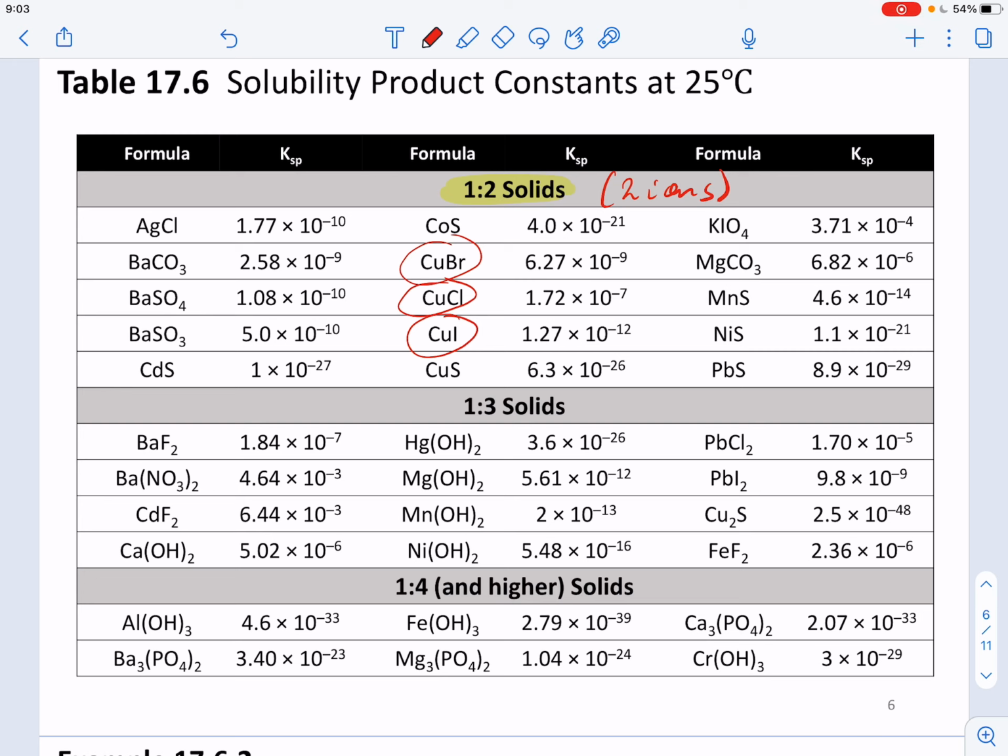All of those, the first 5 rows in this table, are solids that will produce 2 ions in solution. The next ones I call 1:3 solids, which means 1 particle of the solid will give you 3 ions in solution. For example, copper sulfide here, this is copper(I) sulfide. Now you would obtain 2 coppers and 1 sulfide there, so a total of 3 ions in solution.